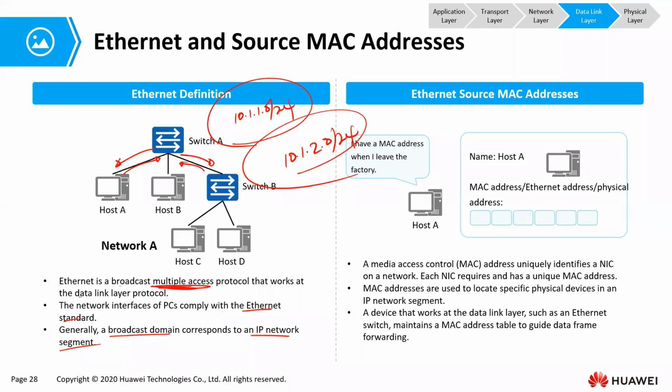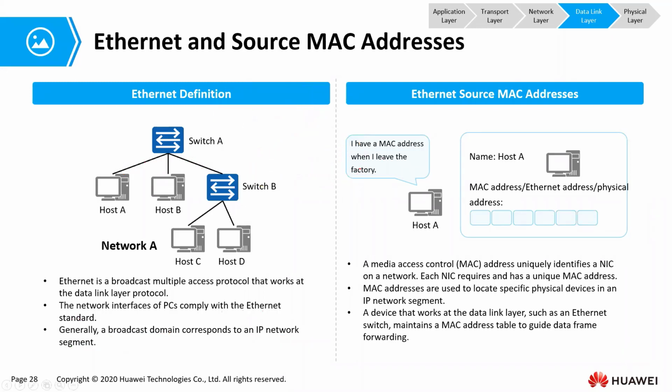10.1.2.0/24. This will be another broadcast domain. Now, if you know nothing about /24 and so on, we are going to get to that. Don't worry for now. And then the addressing that Ethernet uses is called MAC addressing.